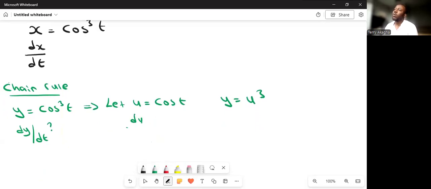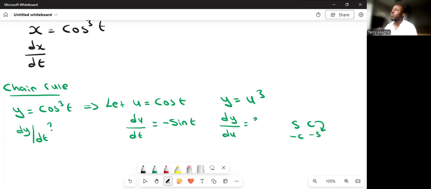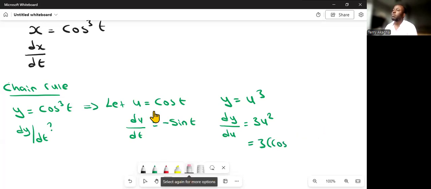So we have du over dt. When you differentiate cosine, it's going to give us minus sine, so it's going to give us minus sine t. And dy over du, differentiating u cubed, is going to give us 3u squared. Are you seeing it? Then u is the same thing as cos t, so it's going to be 3 cos t all squared, which is the same thing as saying 3 cos squared t.